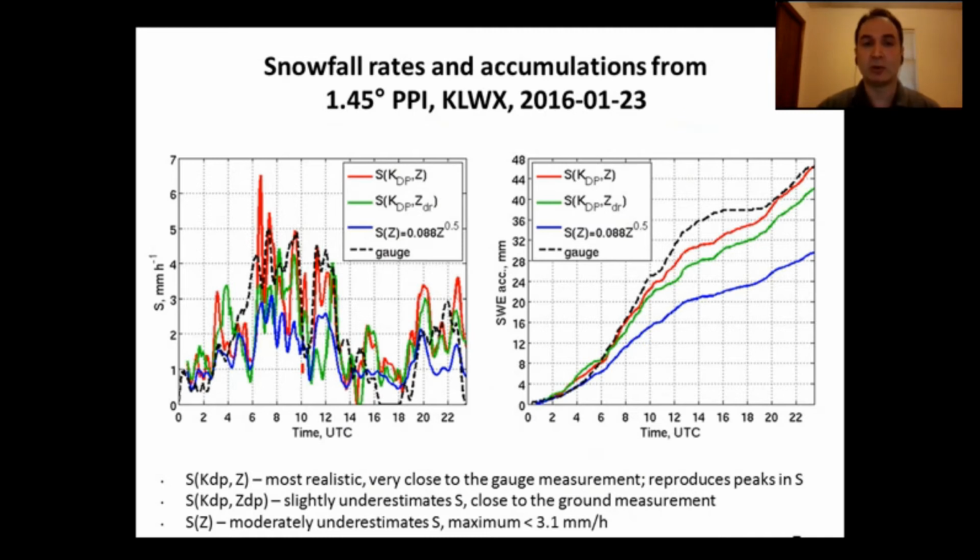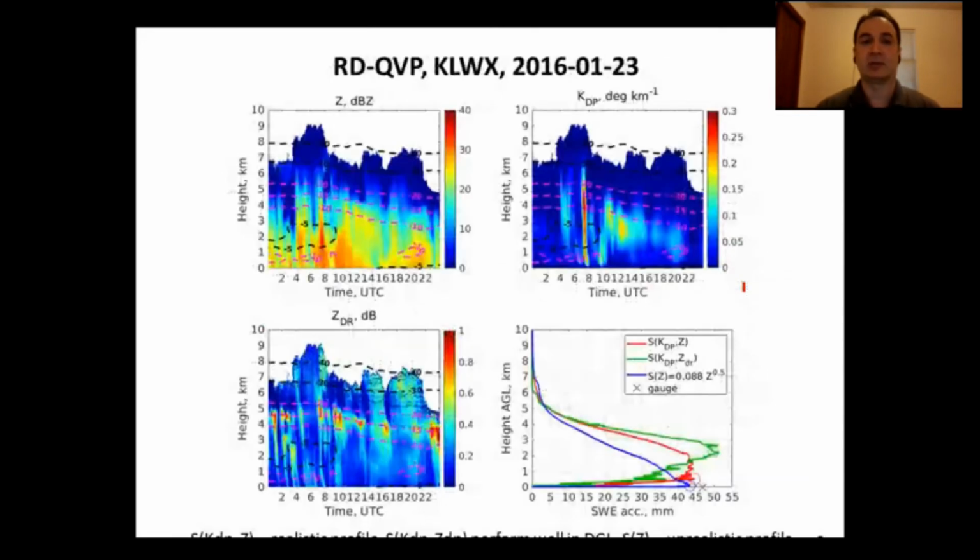The SOZ relation, in contrast, doesn't exceed 3.1 millimeters per hour during the entire storm. As you can see from the right-hand side panel, which is the accumulation, the most consistent line with gauge measurements is from SOKDPZ, and SOKDP-ZDR is not that far away, where SOZ is moderately underestimating the amount. Next, I'll show the evolution of these storms using the range-defined quasi-vertical profiles, which can be really useful if you want to look into the microphysical processes and even snow habits.